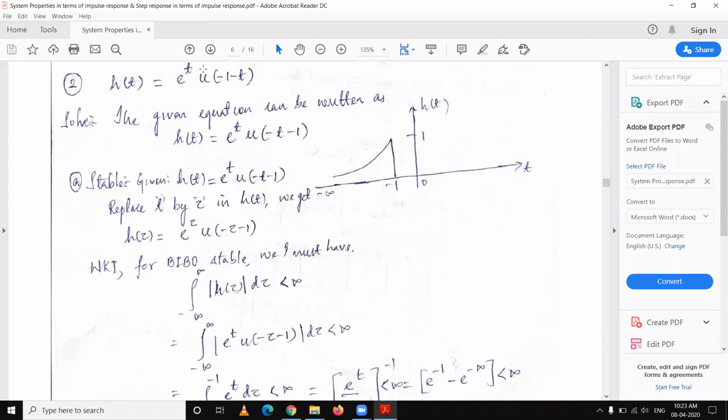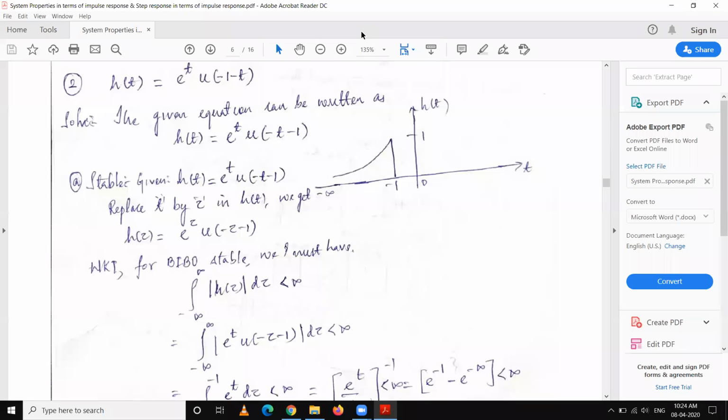Now, as I said in the class, if the sign of t is positive, it will go in the right direction. If the sign of t is negative, it will go in the left direction, that is, it will go to minus infinity. And if the sign of t is positive, it will go to the plus infinity side, that is on the right side.